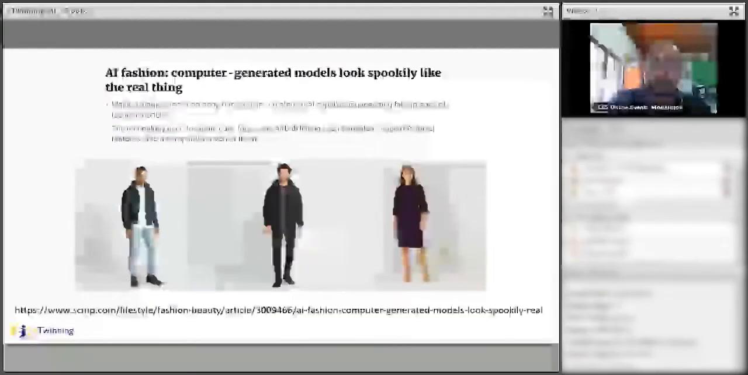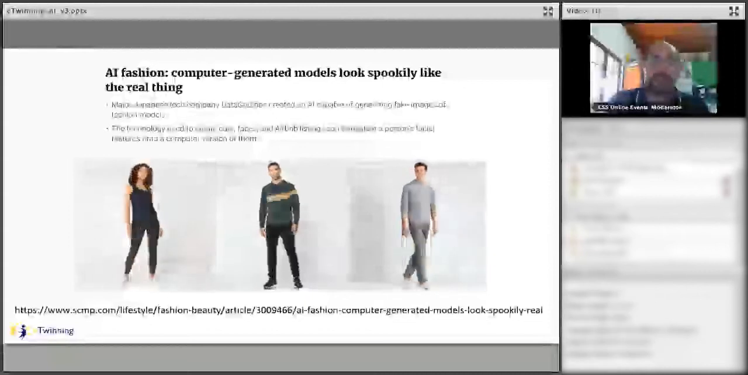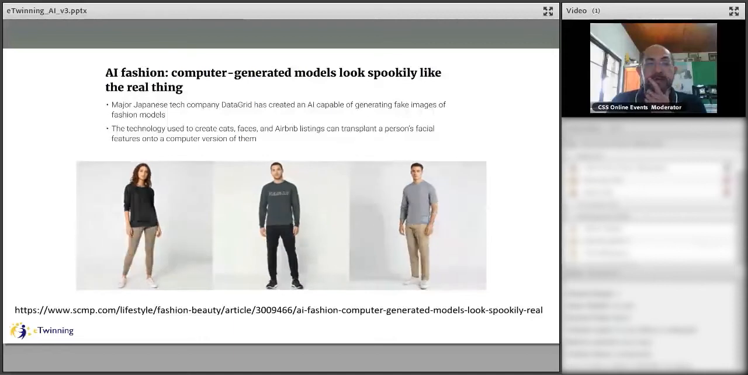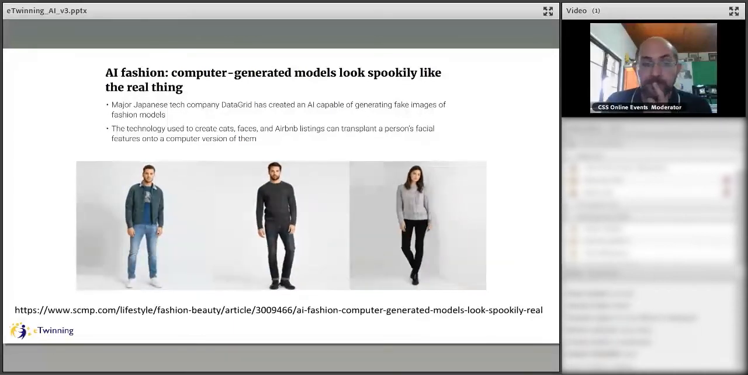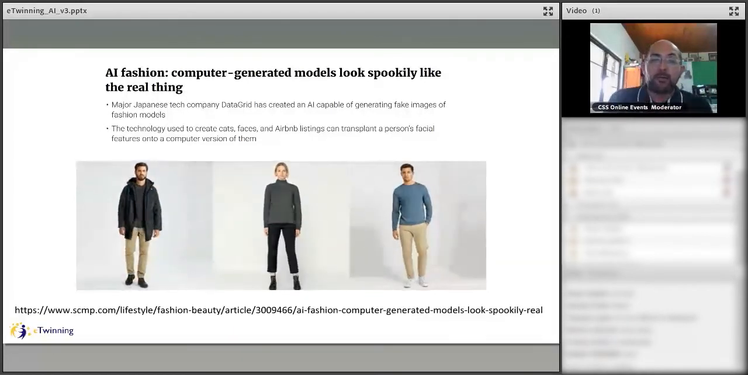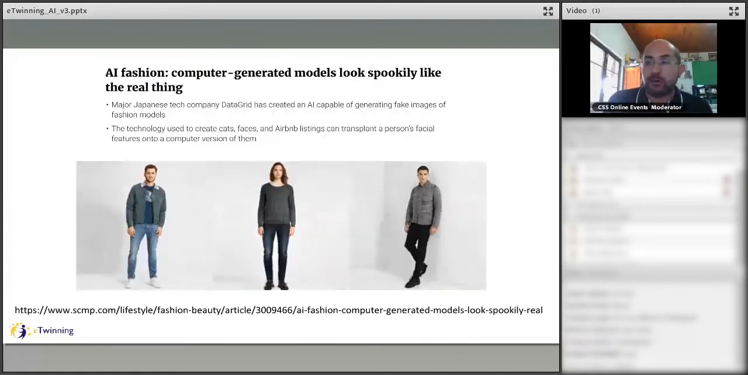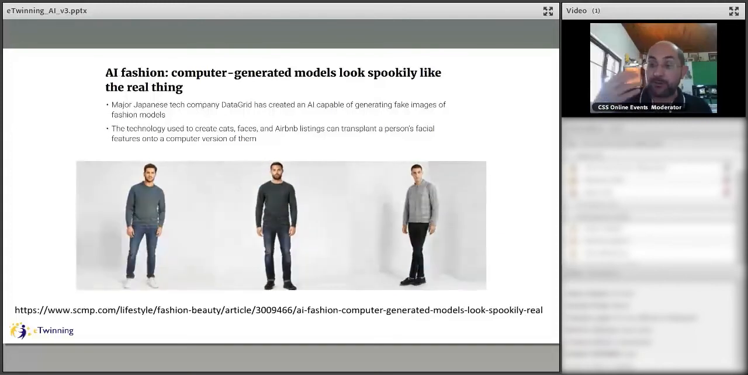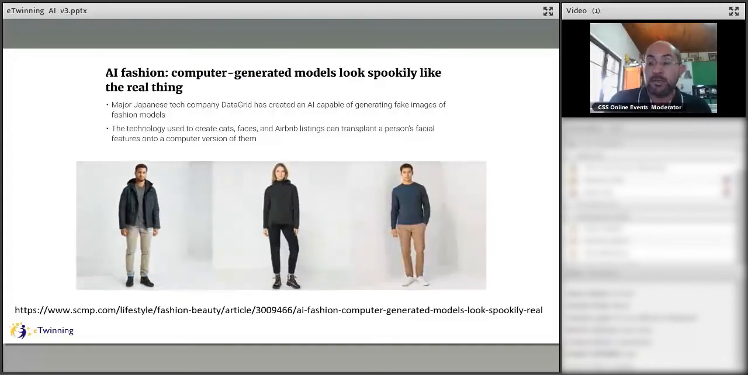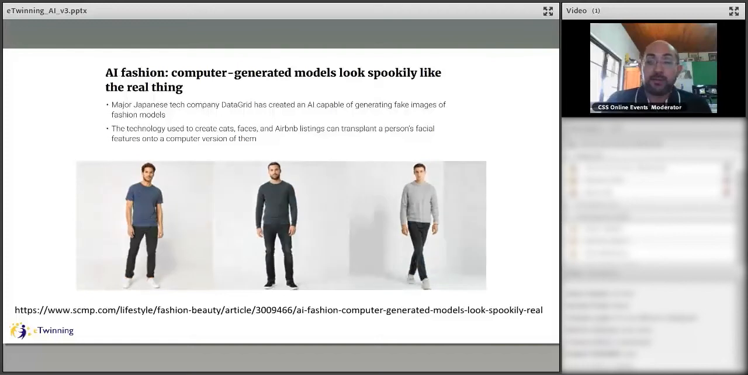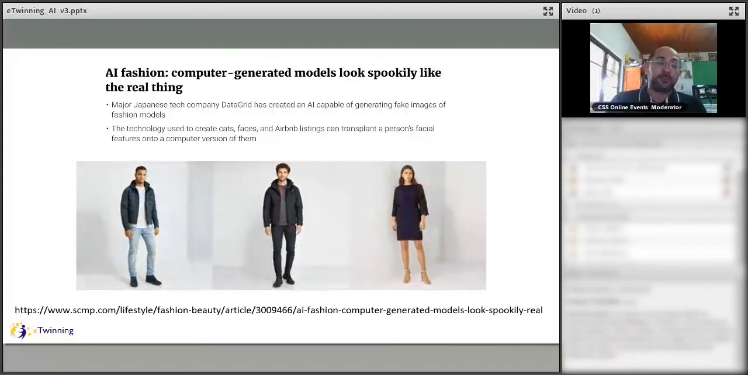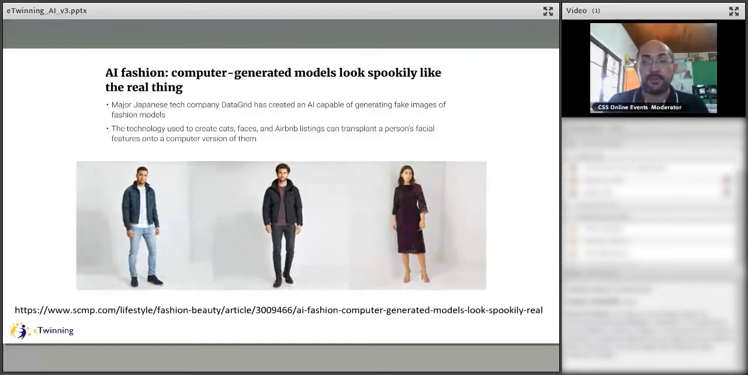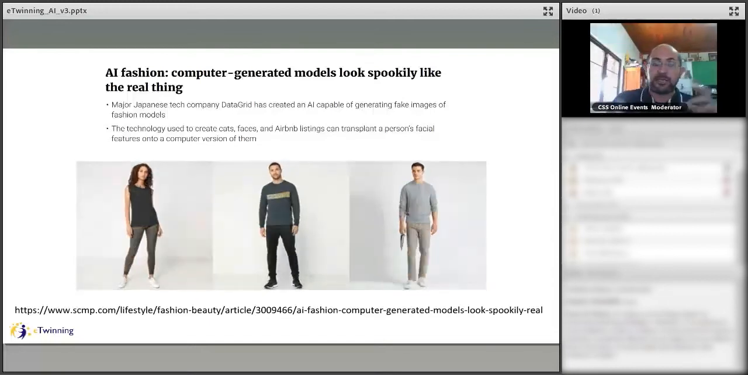This is another example of the challenge that we are facing today. This is a Japanese tech company called DataGrid, okay? And what they do, they generate fake images of fashion models that they can use on the internet for advertising and marketing and so on. So what is happening here is that they no longer need human models, and they no longer need to make this video recording and so on.